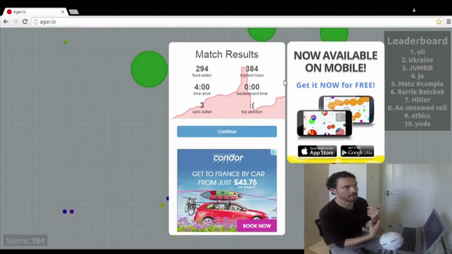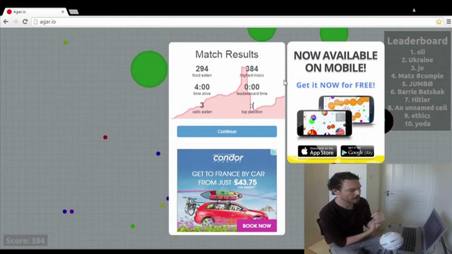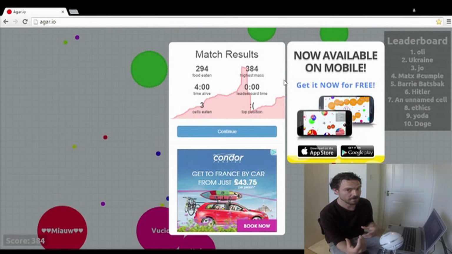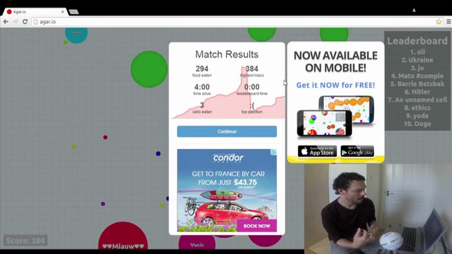So that's a very quick overview of the differences between vector and raster graphics and what they might be used for.